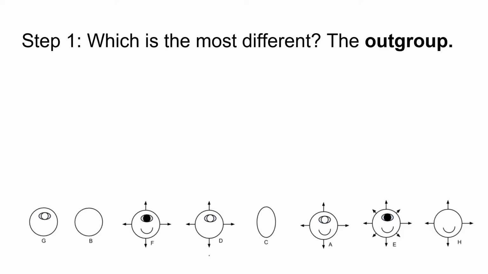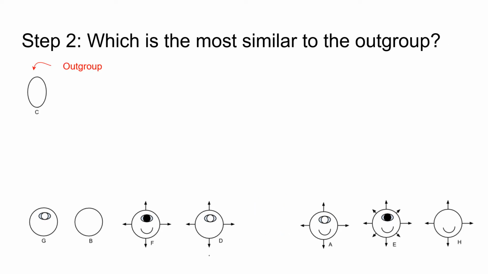The first step is going to be to find out which is the most different, and that's going to be called the outgroup. And I think most of you would imagine here that the outgroup is going to be C right here, right? It doesn't have the same shape. It doesn't have any of the interior parts. It's completely different, mostly different than everything else that's in this group. So we're going to place it over here as the member of the outgroup.